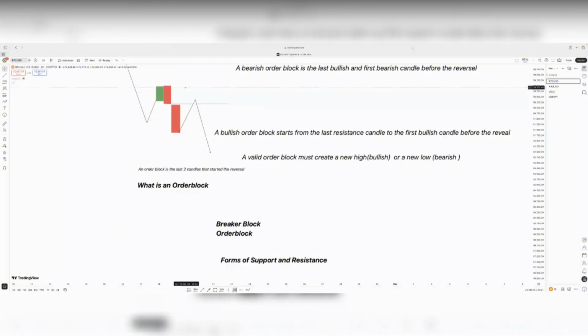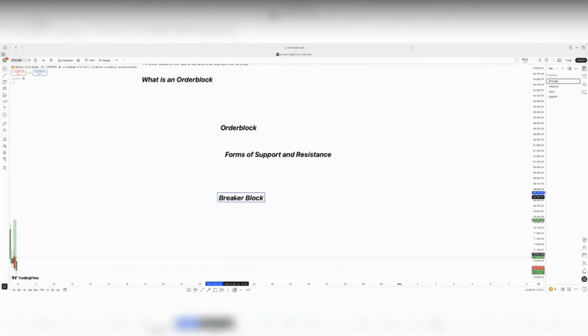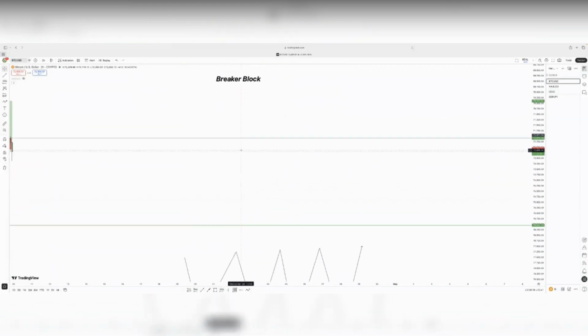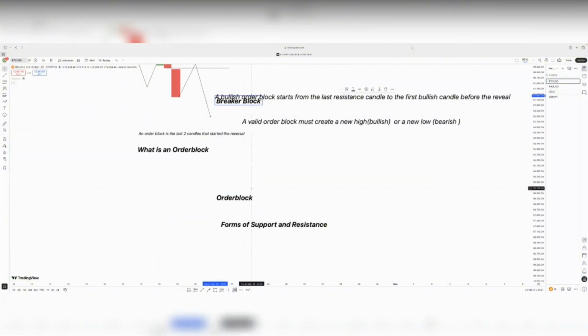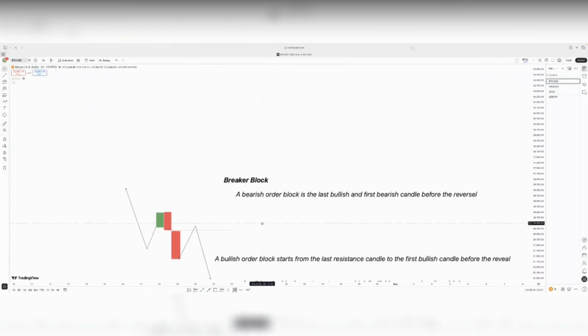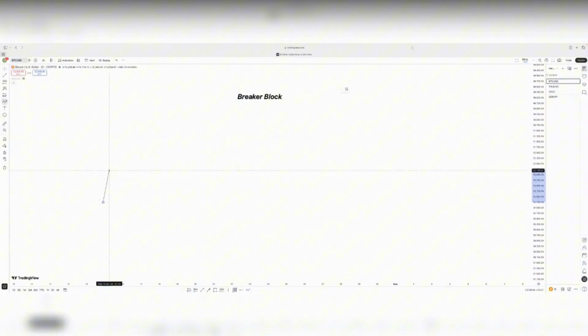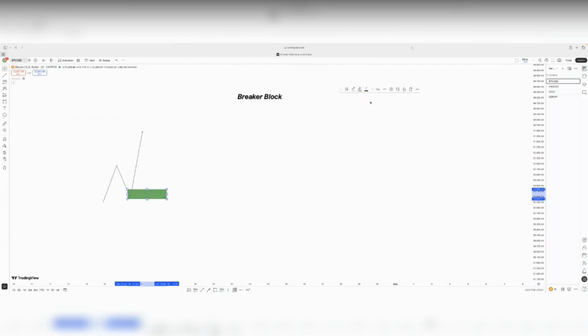Now, we also have your breaker block. We already said this is your order block. A breaker block is a failed order block.